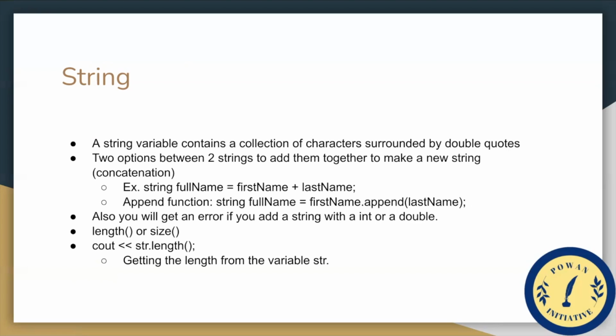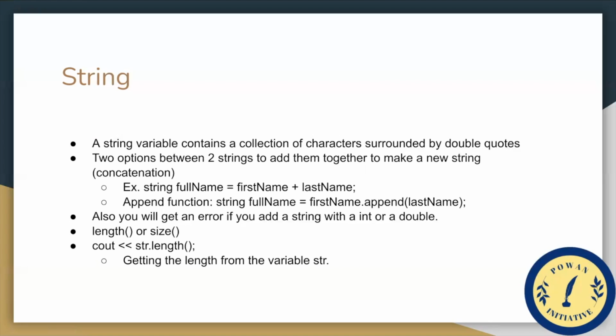So you do get an error if you try to add a string with an int. It's just like you're adding apples and pears. That's just not going to work. And then another thing to remember is you can call it the length function or size function. You can call either one of these. They both do the job of getting the length from the variable. And in this case, we have our variable called str. So the main thing to know is the length or the size function. They're just pretty much the same thing. And they're one of the many examples of string functions that exist.